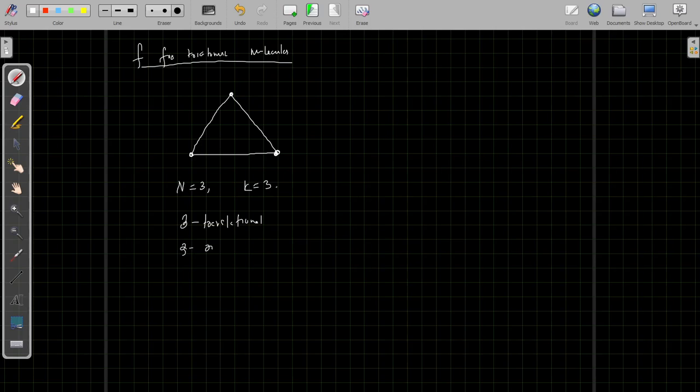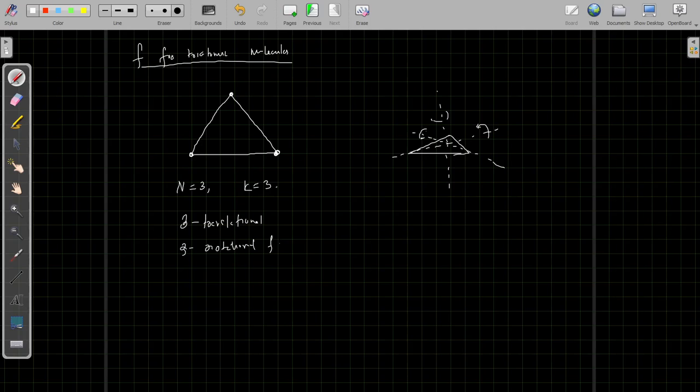How 3? Because imagine this is the plane. This is the axis. It can rotate about this axis. It can rotate about this axis. All are different, no? Right or not? So it will have 3 different. In this case, so 3 rotational.